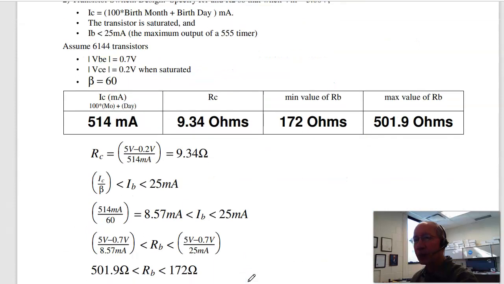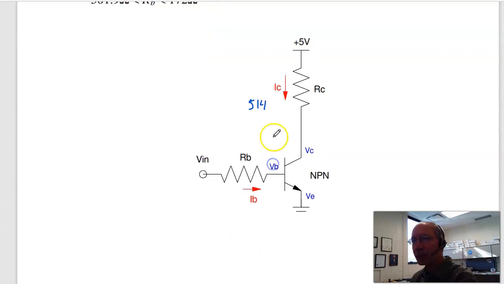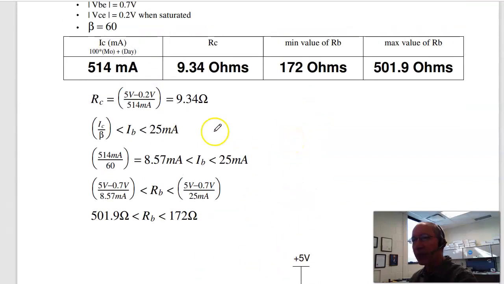Problem number 2 is a transistor switch. If I want the current to be based upon your birth date, for me, that'd be 514 milliamps. Find RC and RB. Well, when the transistor saturates, VC is 0.2 volts. Giving you 5 minus 0.2, 4.8 volts at 514 milliamps, gives you RC is 9.34 ohms.